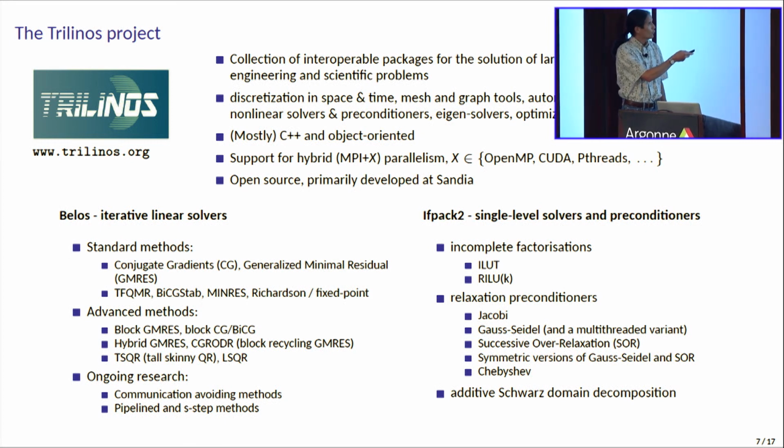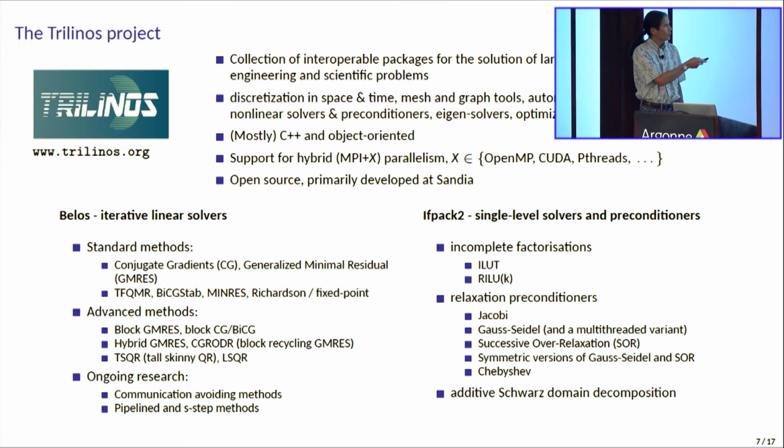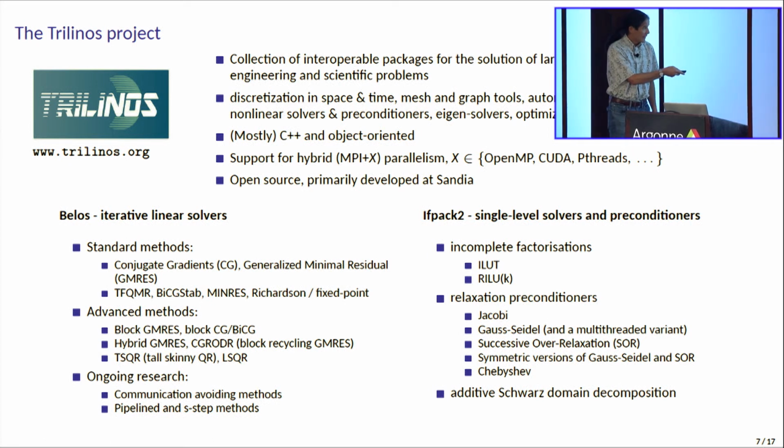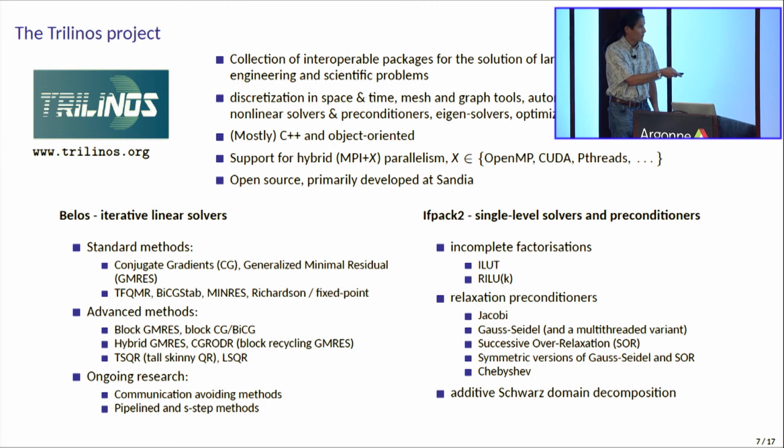And then two of the workhorses for the linear solves: Belos is the first one. This provides standard Krylov methods. So CG, GMRES, and then TFQMR, BiCGStab, et cetera. There are more advanced methods, so block methods. Jim Demmel talked about tall, skinny QR. Mark Hoemmen, who is one of the developers of that, is a Belos developer at Sandia. There are recycling techniques in there. There's also quite a bit of active research in communication avoiding methods and pipelining and s-step methods.